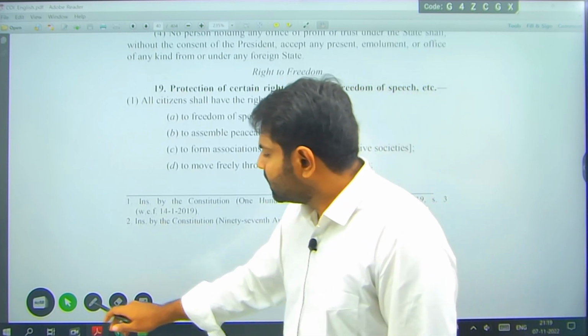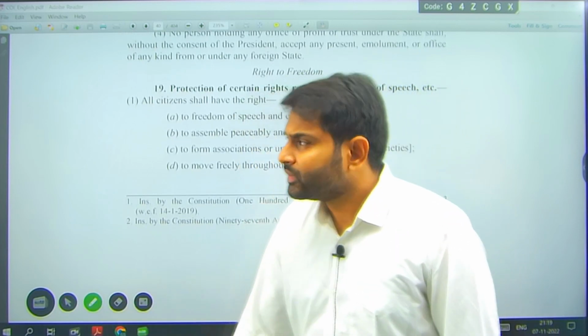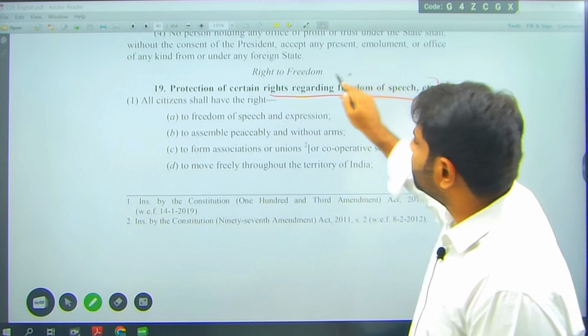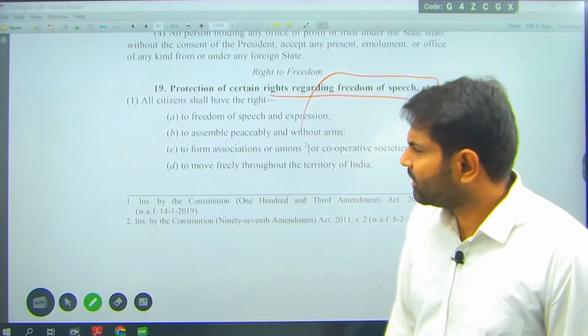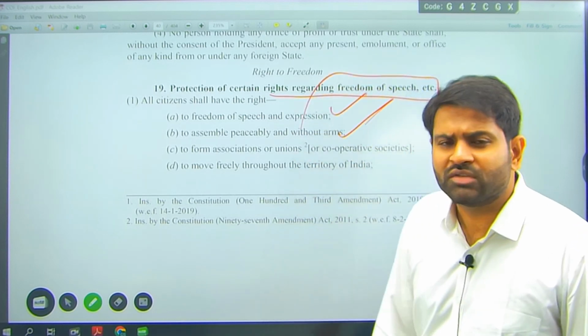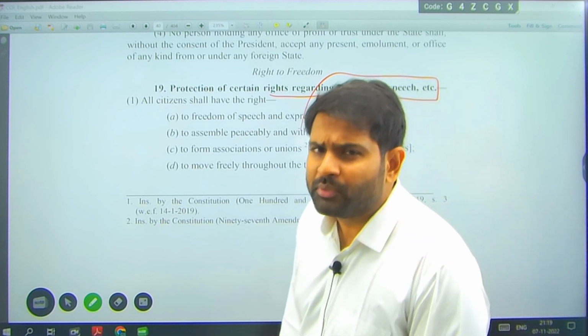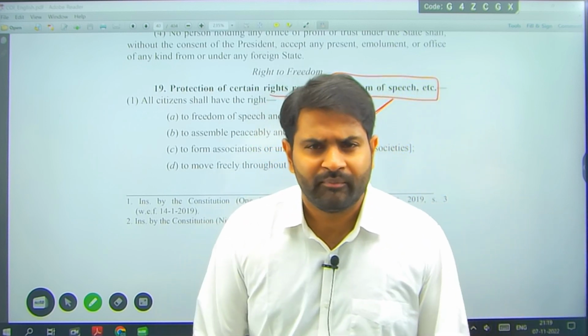Then Article 19, right to freedom. Article 19 is talking about freedom. Different freedoms are there: freedom to talk, freedom to form associations, freedom to reside, freedom to travel, freedom to take different professions. There is freedom, right?